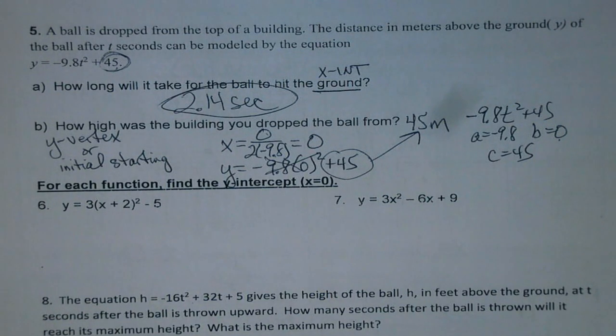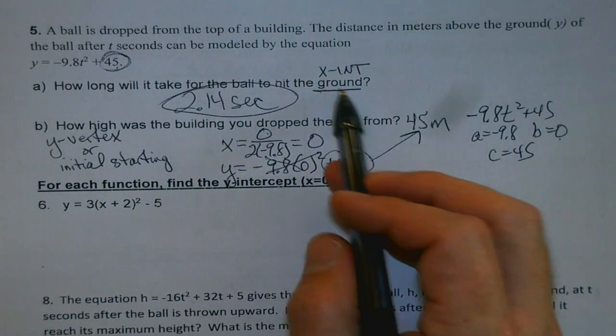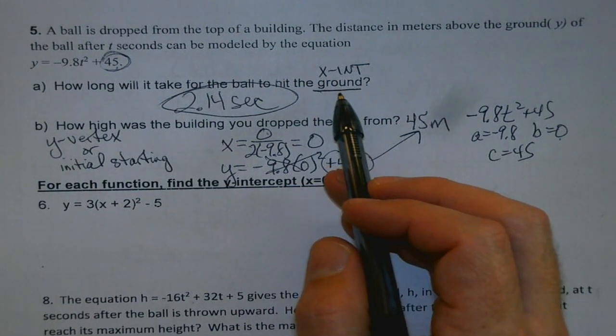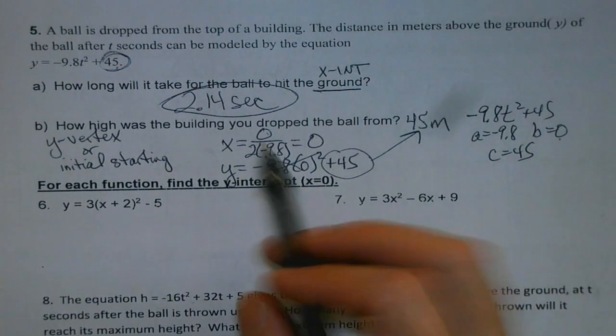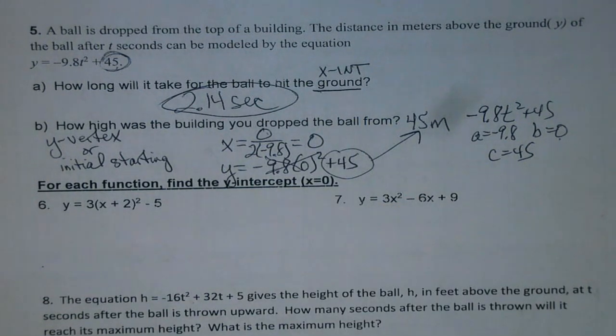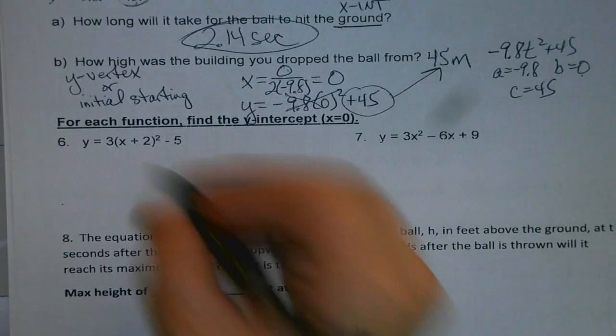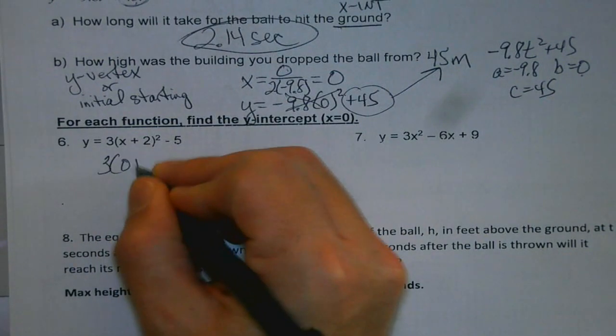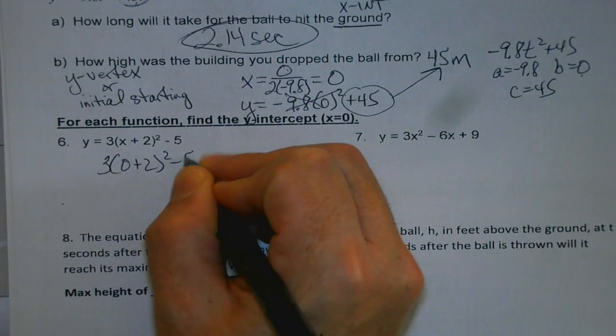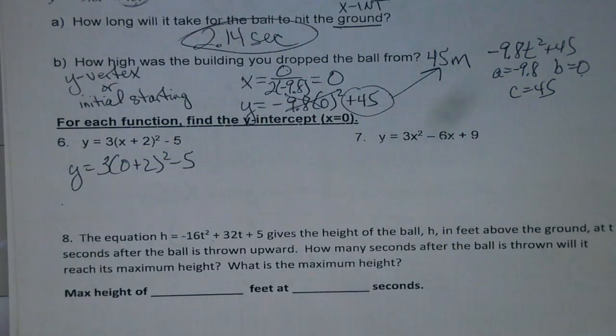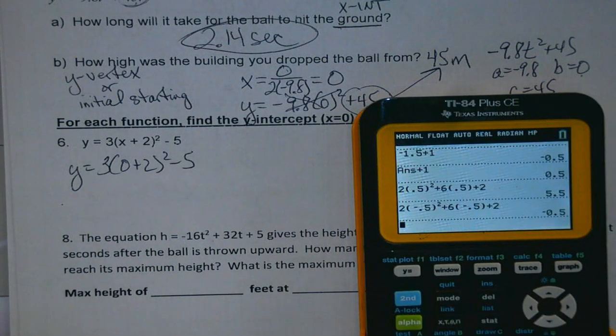So either one's fine, but just keep in mind, hit the ground, intercept. How high? Okay, how long did it take to get to the highest point, or x values? And we're going to see that again here in a minute. For each function, find the y-intercept, x equals 0. Straightforward enough, plug 0 in for x. I can plug that directly into the calculator. I don't have to be a hero here.